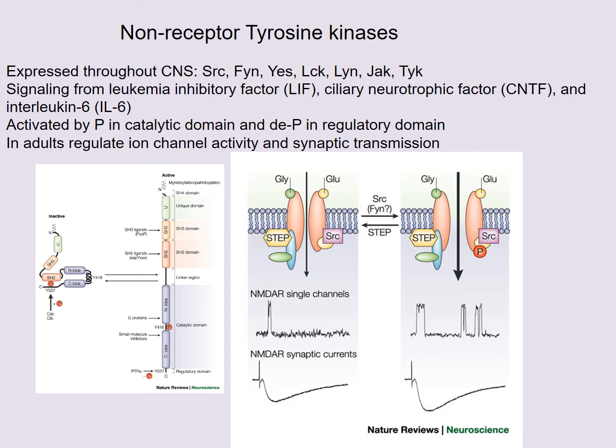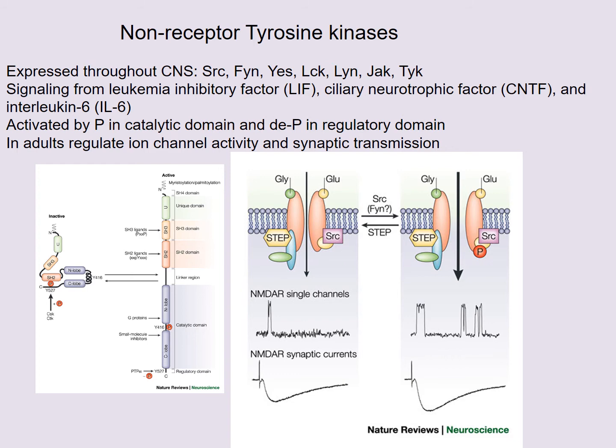In addition to receptor tyrosine kinases, we have non-receptor tyrosine kinases. They are expressed throughout the CNS. There are actually many classes of these. Here are examples from two classes. From the SRC family, which are SRC, FYN, YES, and others. There's also the JAK family, in which we have several JAKs and TYK proteins. You don't need to remember these names, but they're actually really important.